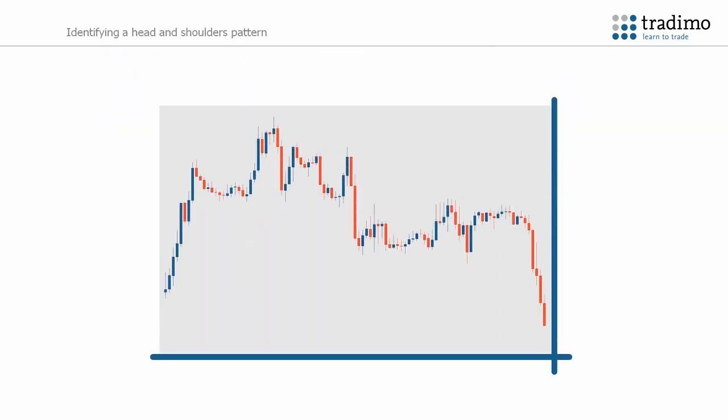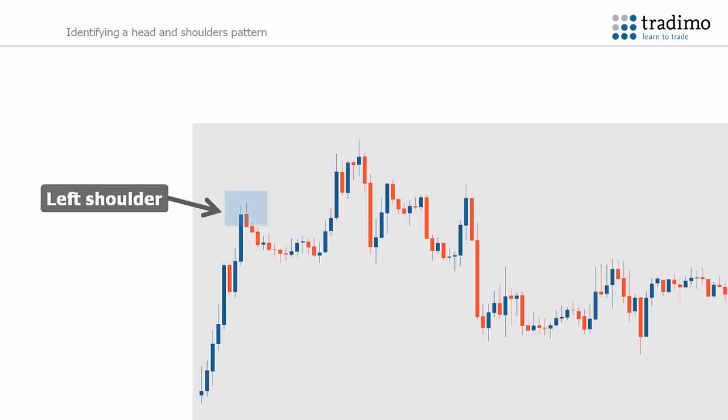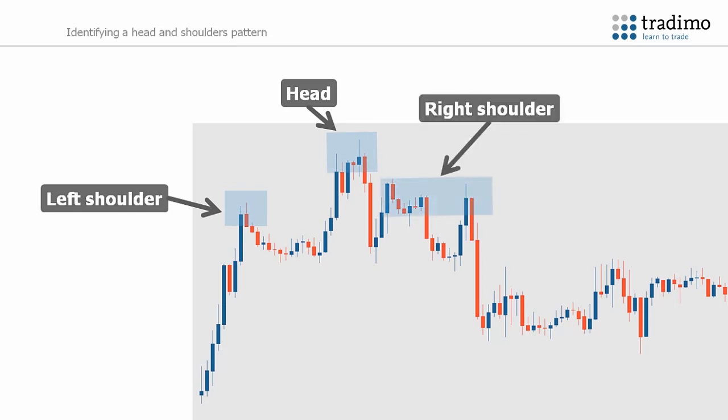Due to the Head and Shoulders being a reversal pattern, you want to look for it after a big up move. The pattern is identified by its left shoulder, head, right shoulder, and neckline. Now that you know what the pattern looks like, let us look at two ways to trade the pattern.